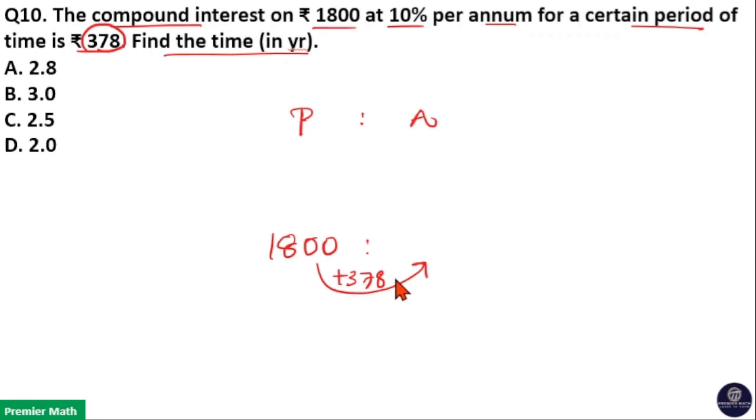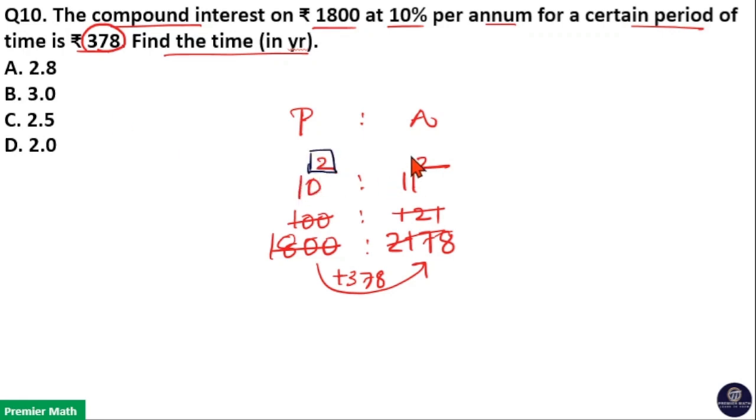1800 plus 378 is 2178, so 2178 is the amount for the certain time period. Now take the ratio between these two. 18 goes 100 times in 1800. 18 goes 1 time in 21, remaining 3. 18 goes 2 times in 37, remaining 1. 18 goes 1 time in 180. Now 100 is to 121 is equal to 10 square is to 11 square. Now the power is 2. That means the number of years is equal to 2 here. So option D is your answer.